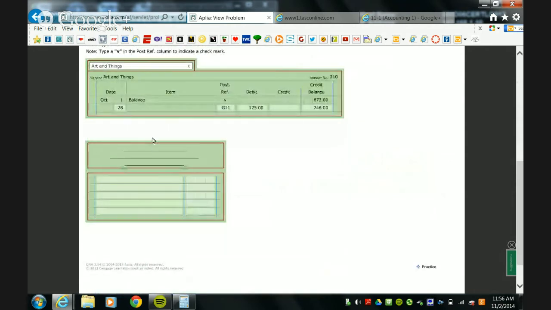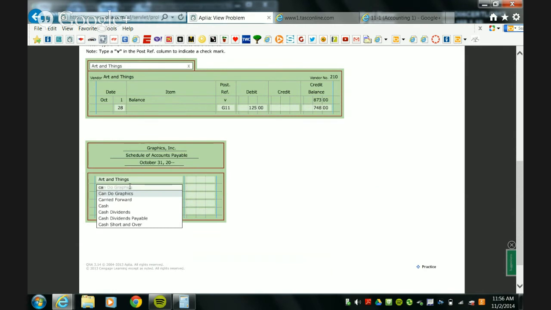So the last thing that we've got to do here is create a schedule of accounts payable. So we start that by putting our business at the top, and then we've got schedule of accounts payable, which is what the thing is, and it's on October 31st. Art and Things, and then I just go in order on these. Can Do, Electro, and Regal.